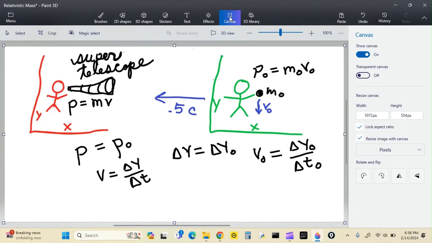So, all right, we're back to red man and green man again, and we're going to try to nail down what mass is and why in the heck mass should change as you move. Here we've got the red man with a super telescope. This super telescope can see that green man is making a ball drop in the y direction. Now we won't get gravity involved here. We'll just say he gives it a push and gives that ball what's called momentum.